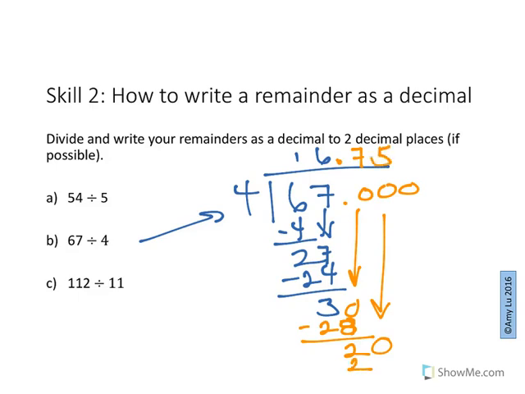5. And you know what? Luckily enough, this works out perfectly. There's no remainders. I don't need this last 0. So the answer for B is 16.75.